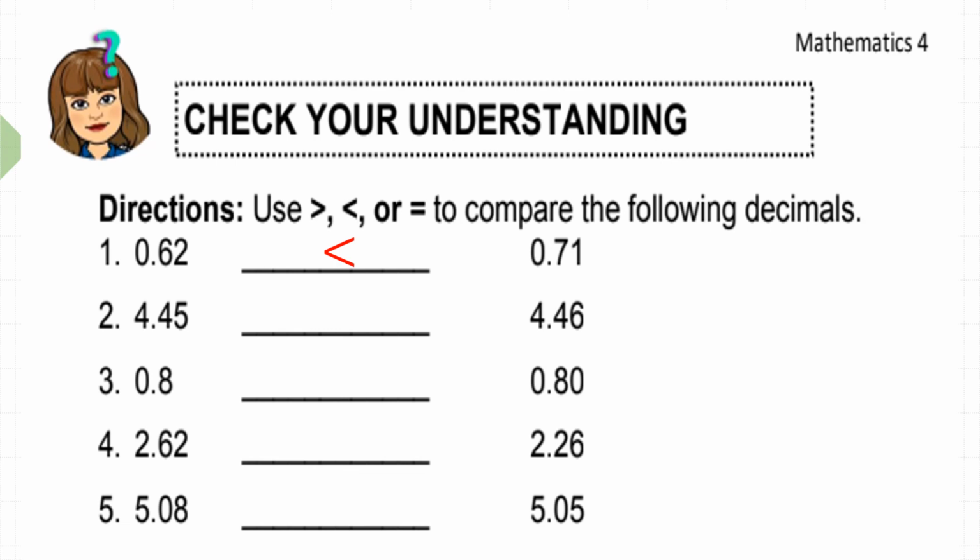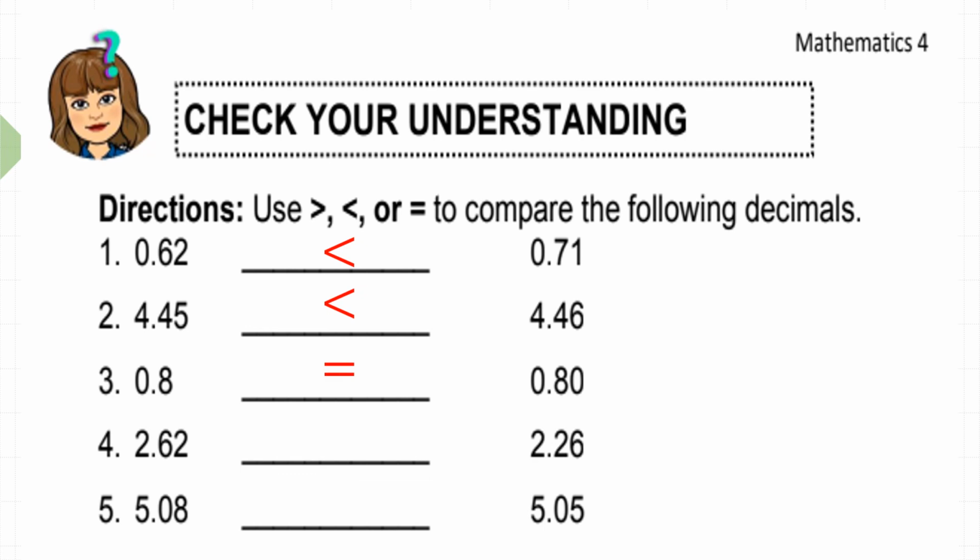Next, number 2. 4 and 45 hundredths compared to 4 and 46 hundredths. Which symbol is appropriate? Okay, correct. It's also less than, because 4 and 46 hundredths is biggest from 4 and 45 hundredths. Now, let's go to number 3. We have 8 tenths and 80 hundredths. What is the appropriate symbol? Okay, correct. So, we are having equal parts on this.